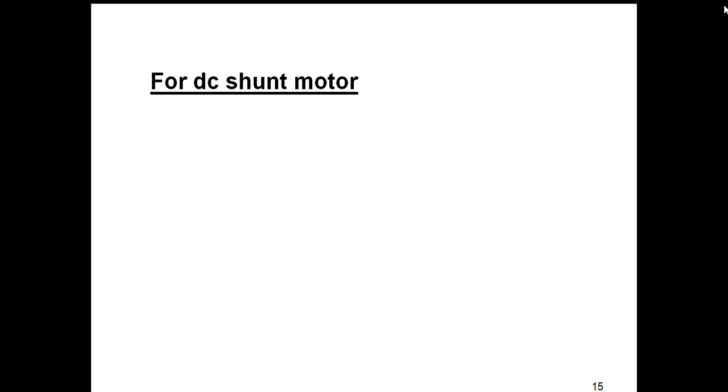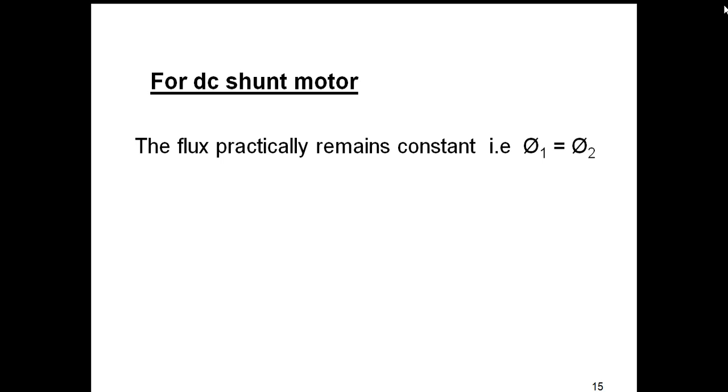And if it is a DC shunt motor, then the flux remains practically constant. So phi1 is equal to phi2. So from that, we can write N2 by N1 is equal to EB2 by EB1.